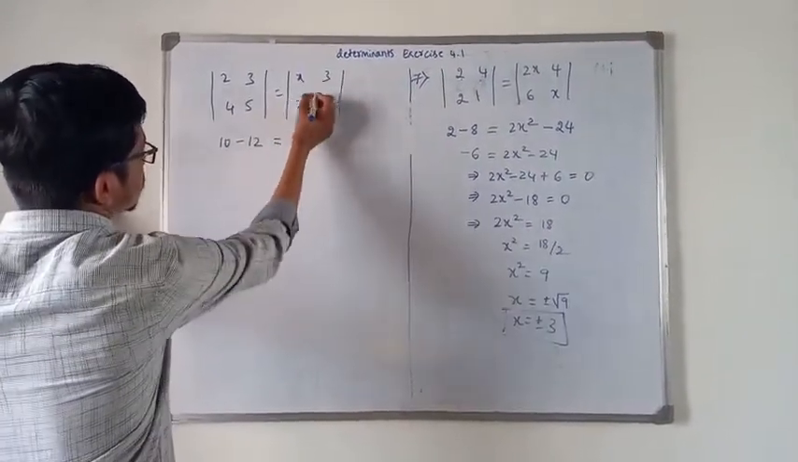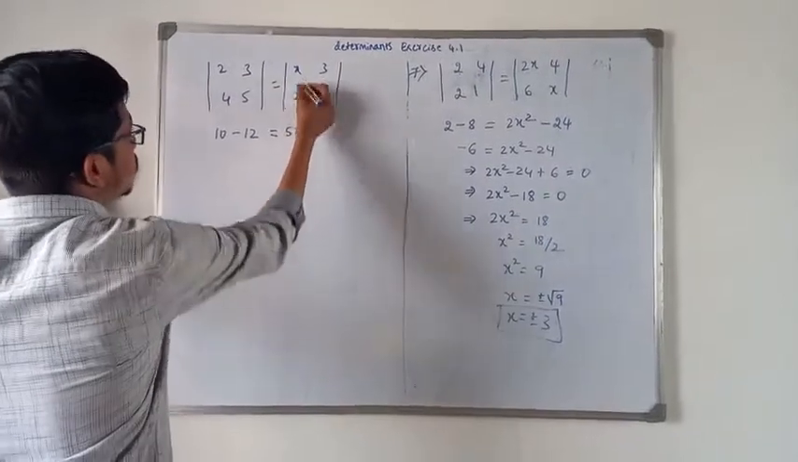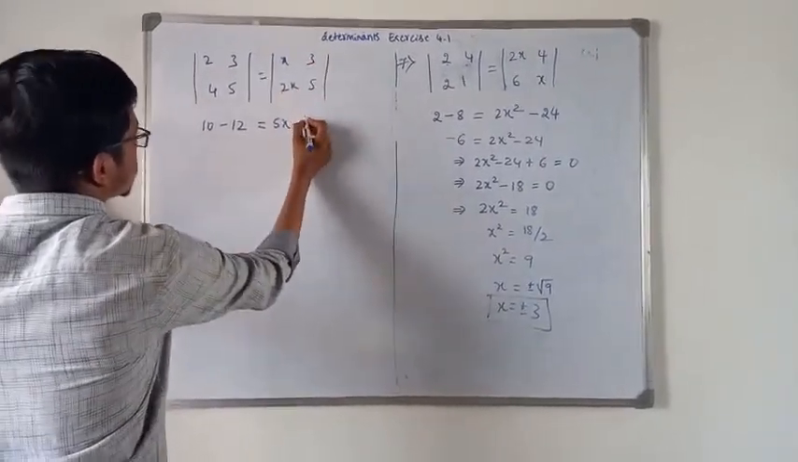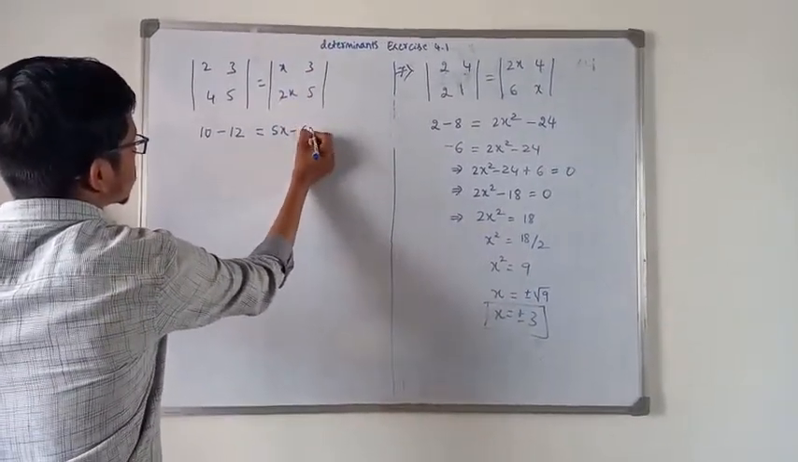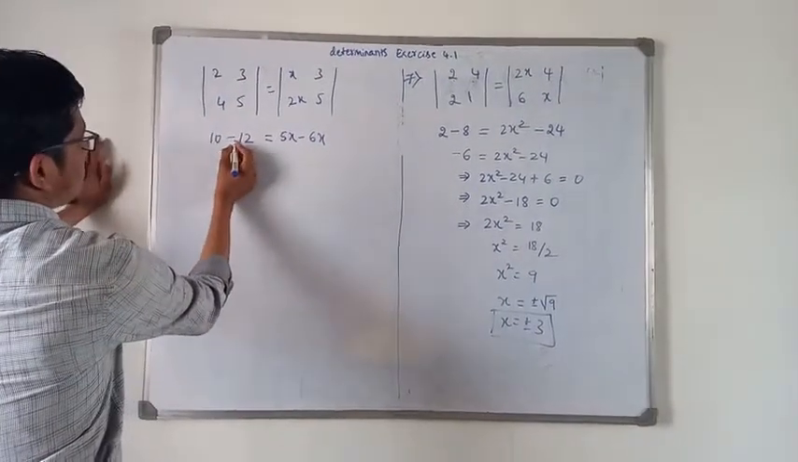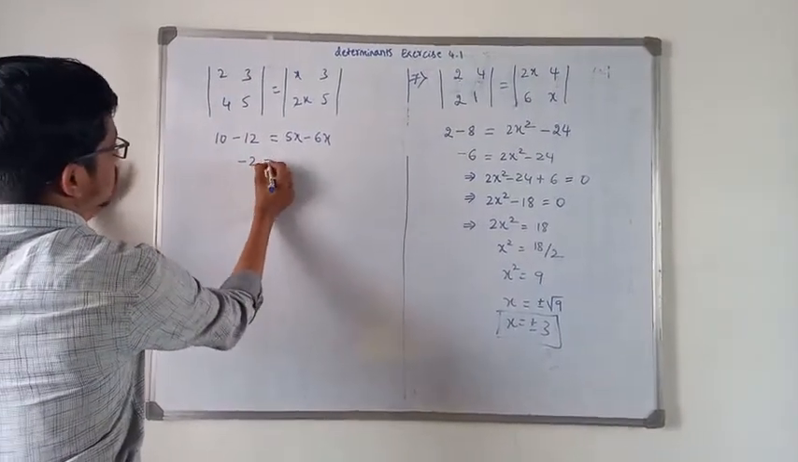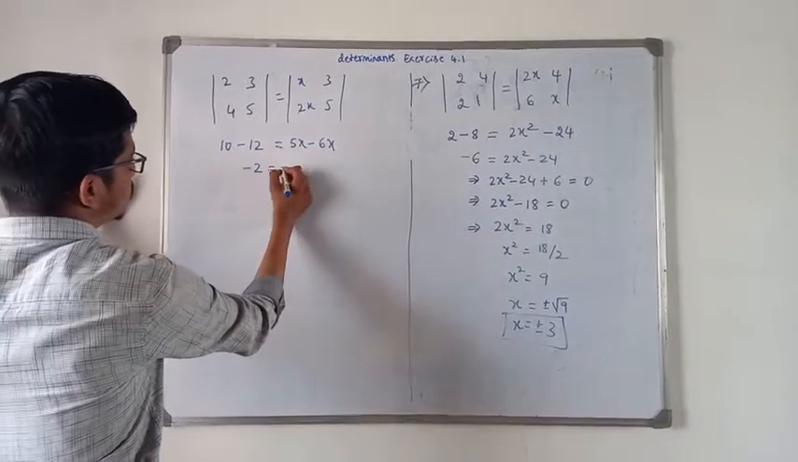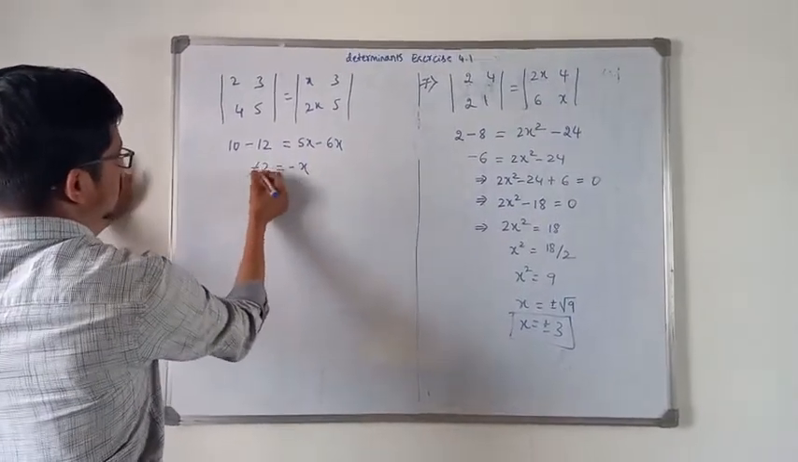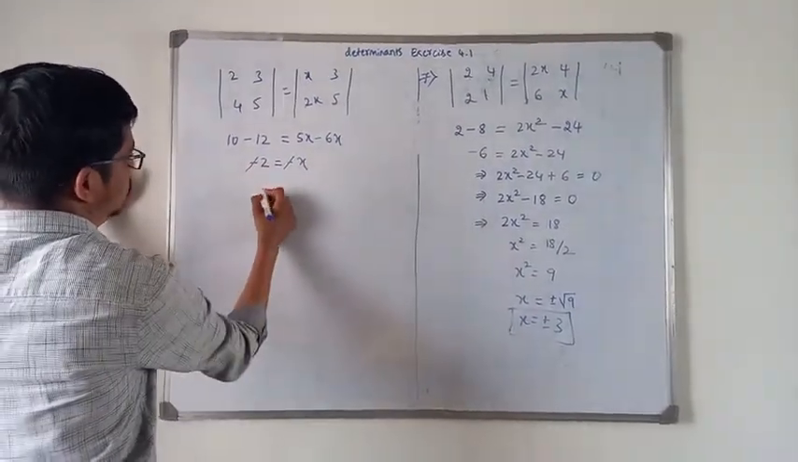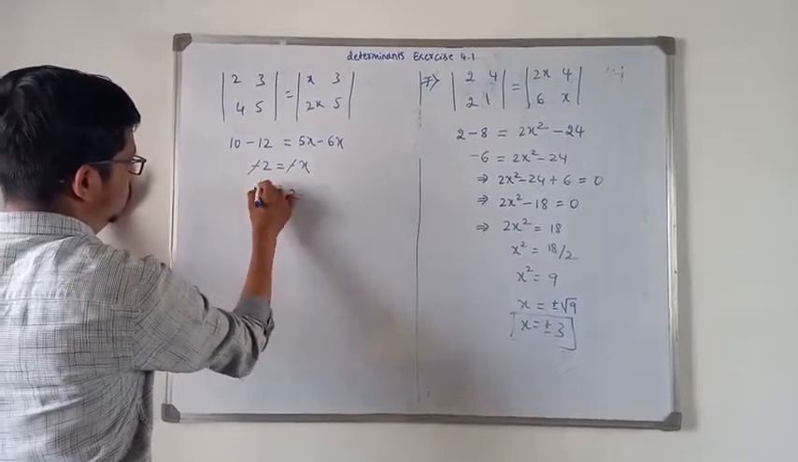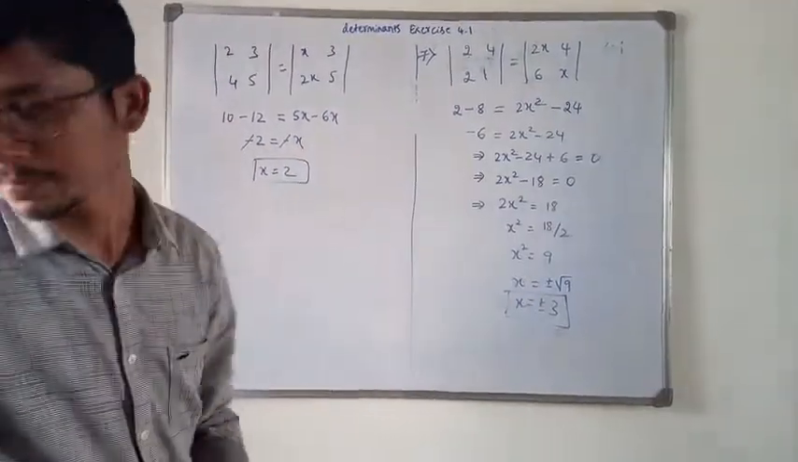That is equal to x into 5 is 5x, minus 2x into 3 is 6x. 10 minus 12 is minus 2, is equal to 5x minus 6x, which is minus x. Cancel the negative sign on both sides. Therefore, x value is equal to 2. That is your answer.